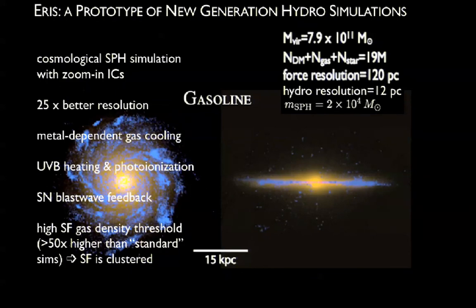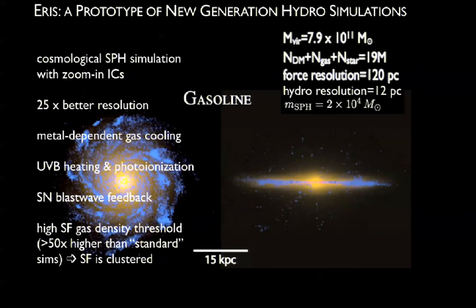This in particular was a cosmological SPH simulation with zoom-in initial conditions, run with the code called Gasoline, with 20 times better resolution than previously done. Again, gas cooling, UV heating, supernova blast wave feedback. And the resolution allowed us to reach densities high enough to simulate perhaps, if not molecular clouds, at least the high density environment where stars in fact come from.